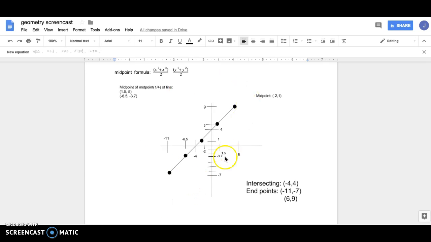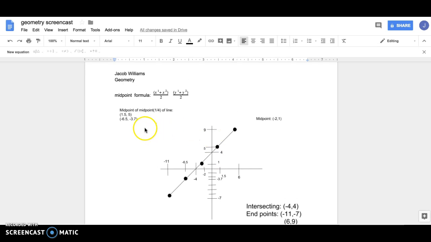Right here, I have my graph that I made, and this is my line segment with my two initial endpoints, -11, -7, and 6 and 9. And with my two endpoints calculated, I had to find the midpoint of my line segment, which I was able to find using the midpoint formula that I have displayed up here.